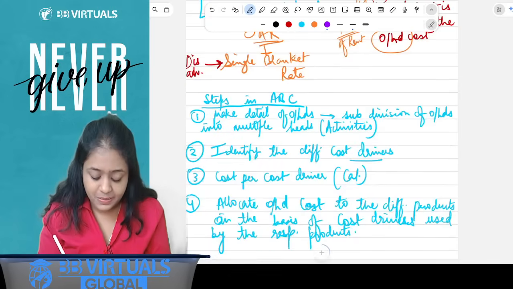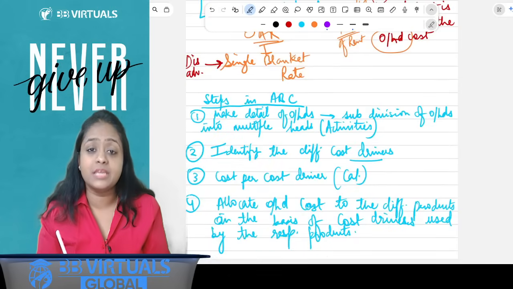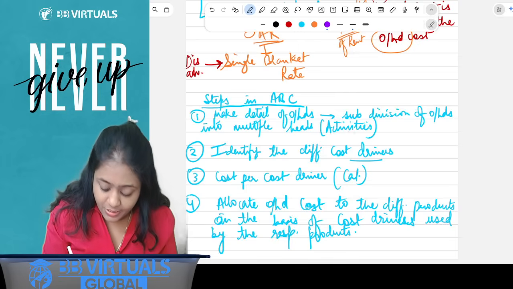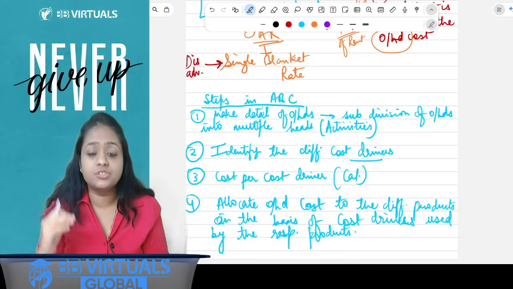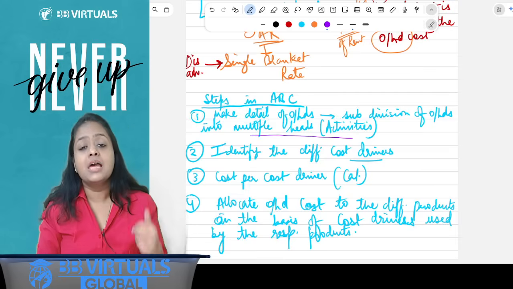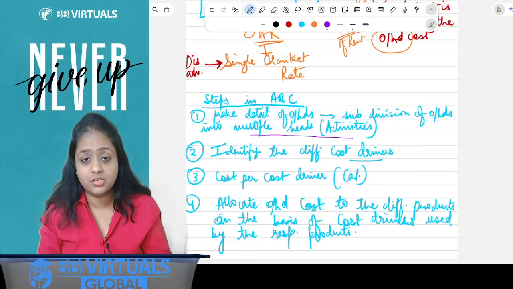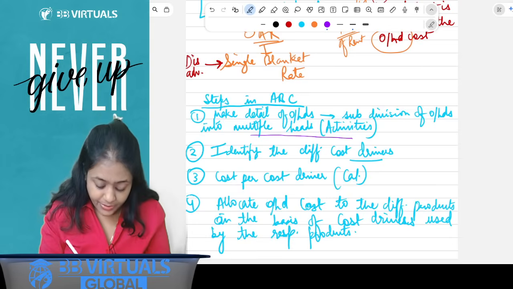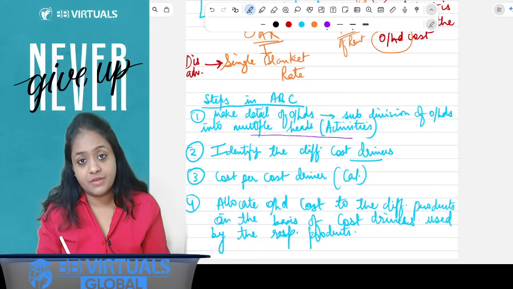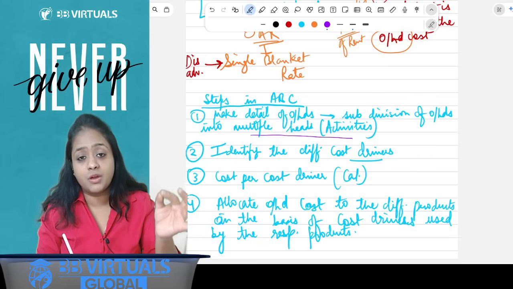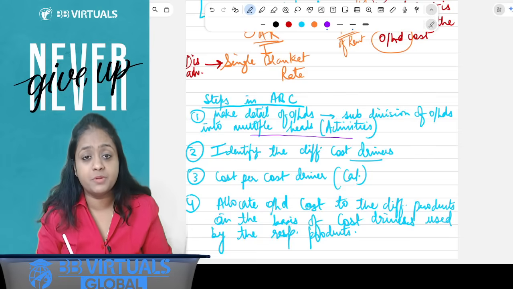That is, simply speaking, if I summarize the steps in ABC, step 1 says make detail of overheads. That is the subdivisions of the overheads into multiple heads or multiple activities, like the production running cost, the machine setup cost, ordering cost, and so on. Identify the different cost drivers which drive these costs. So for production cost, the number of production runs will be the cost driver.